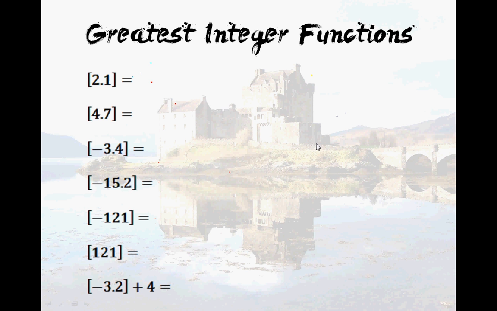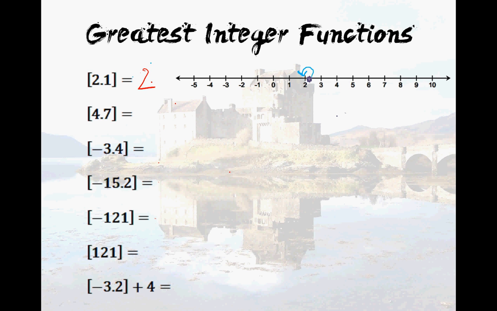So if we look at that first one where it says 2.1 and these brackets mean greatest integer, you first want to picture a number line, and 2.1 would be about there on the number line. And so what you're going to do is go backwards to the next integer. So from 2.1, if you go backwards, you get to 2. And so your answer is 2.